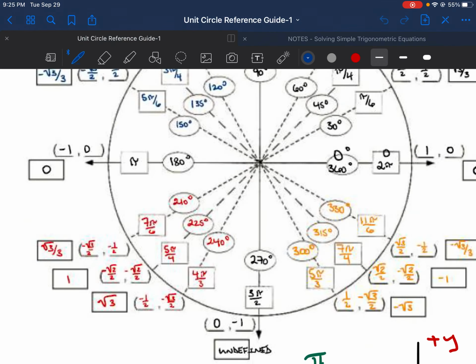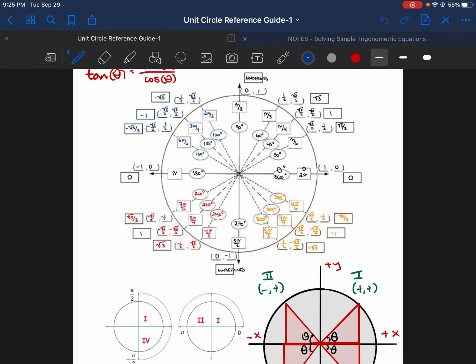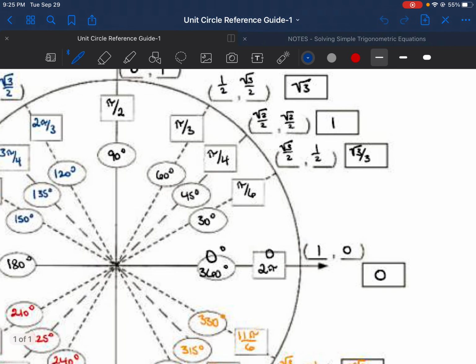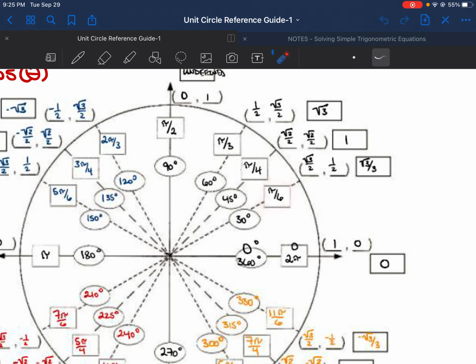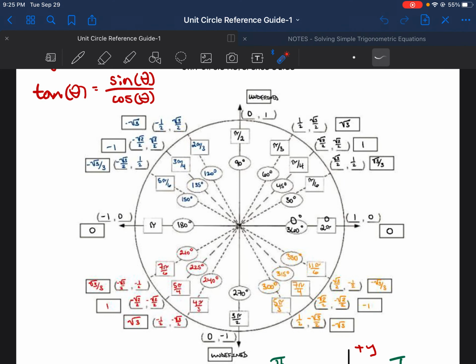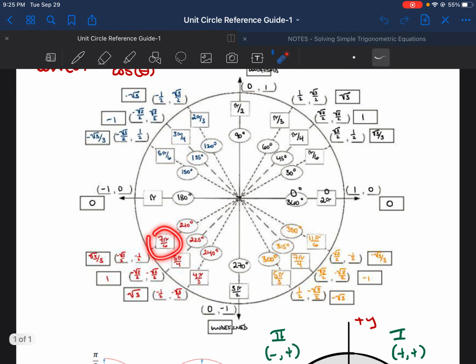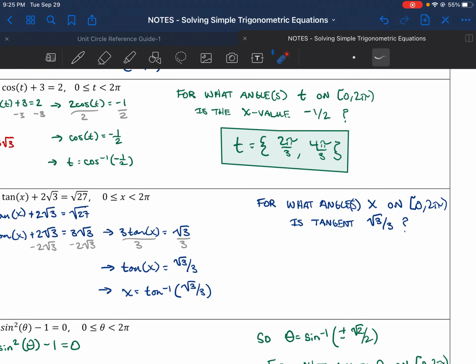All right, let's look at our unit circle. So we're looking for tangent values of square root of 3 over 3. On our unit circle here, the values in the boxes are the tangents. So at pi over 6, we have a square root of 3 over 3. And at 7 pi over 6, we have a tangent value of square root of 3 over 3. So our answers here, since there are more than one, I'm going to put them in a set. X is the set of pi over 6 and 7 pi over 6.